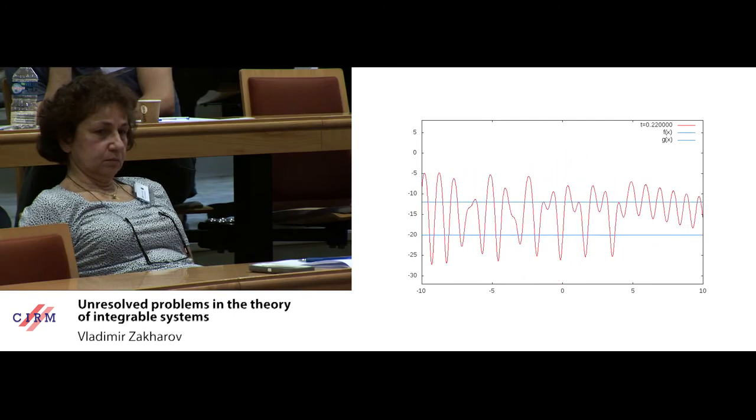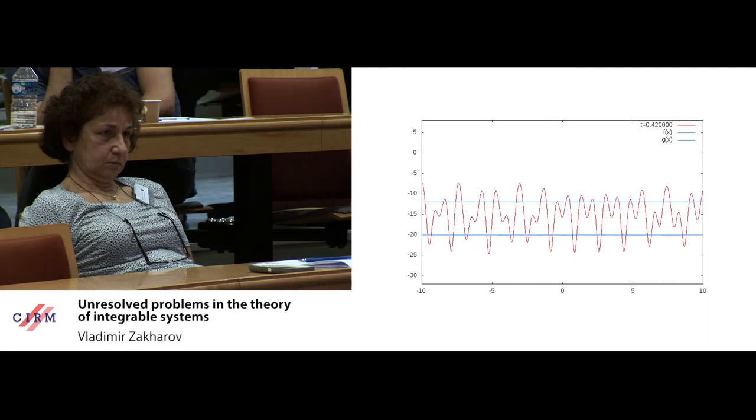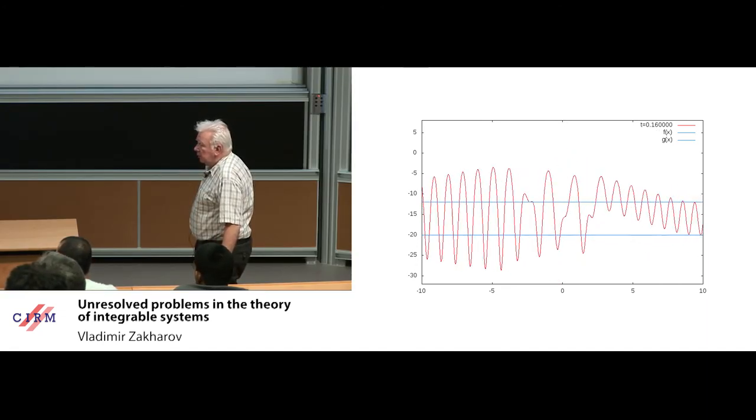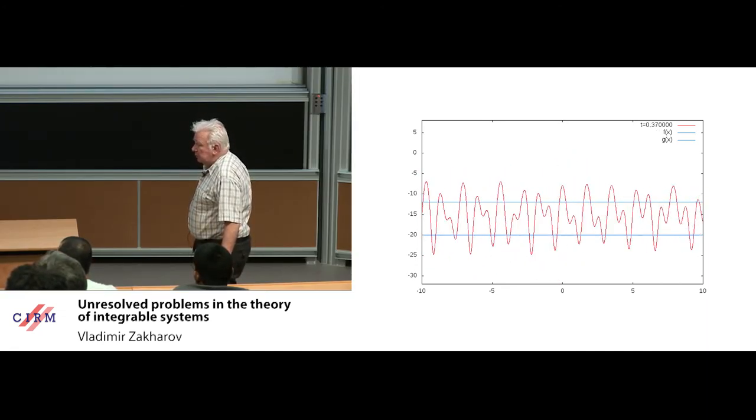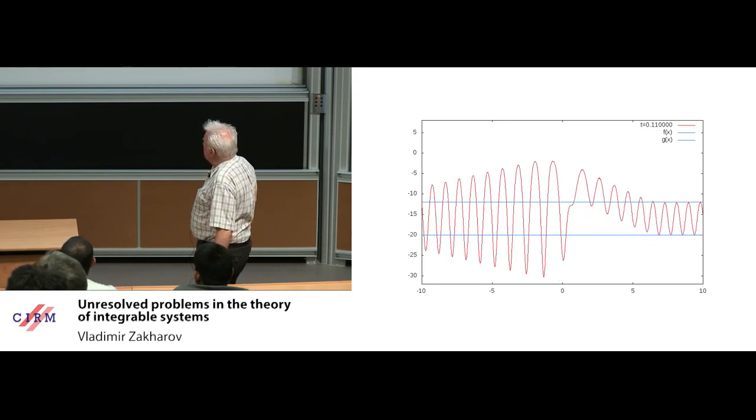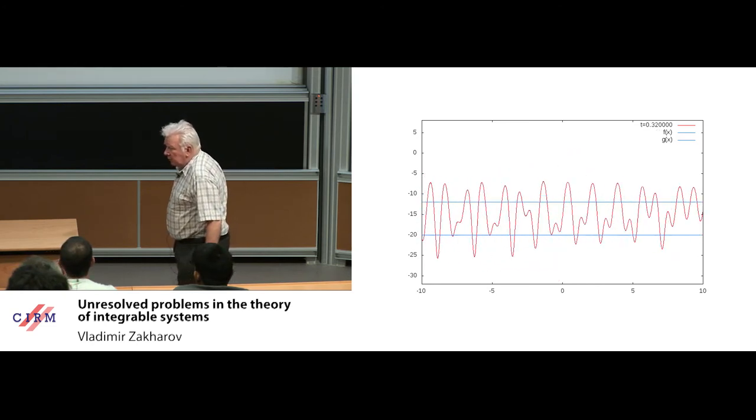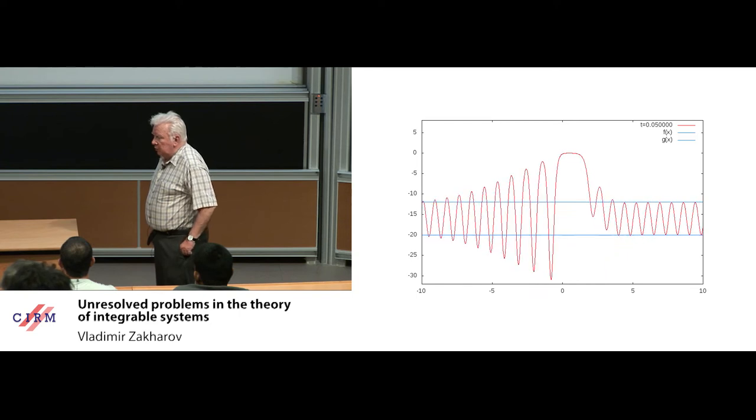Then we go to the second part of my talk. So this is an explicit solution of the Weierstrass function, is that... No. It's a solution of the Riemann-Hilbert problem.